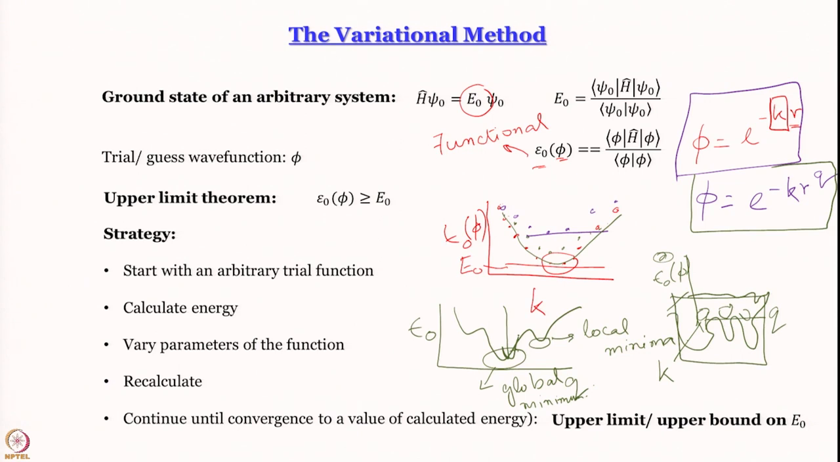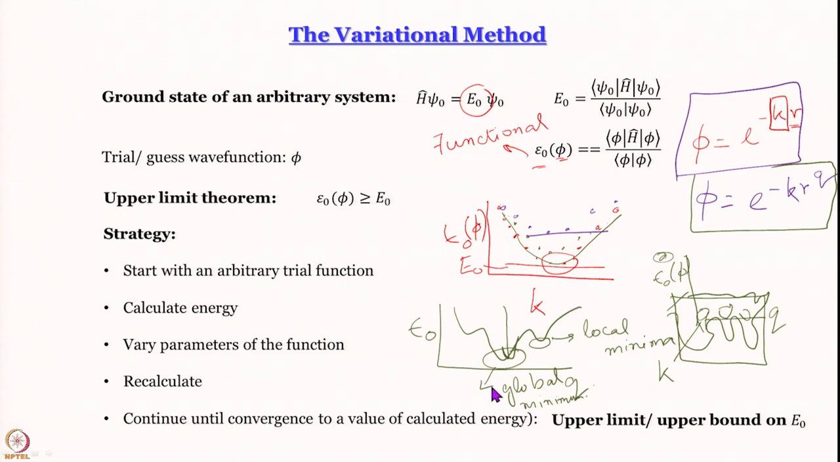This here is the strategy, that we start with some arbitrary function which will be associated with one or more parameters. For some particular value or values of these parameters, you calculate the energy, then you play around with the parameters, you vary them. Now you see where the name variation comes from, because you are varying the parameters that are associated with the wave function. So we vary them, and every time we vary, we calculate the epsilon 0 value. And we continue until we get the lowest value of epsilon 0, the upper bound to E0. Okay. This is in a nutshell what you do in the variational method.